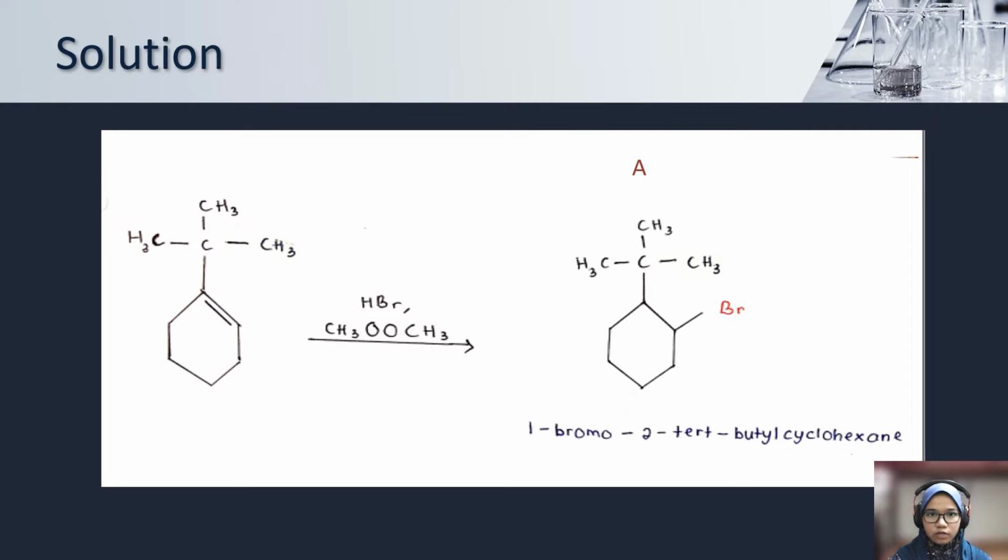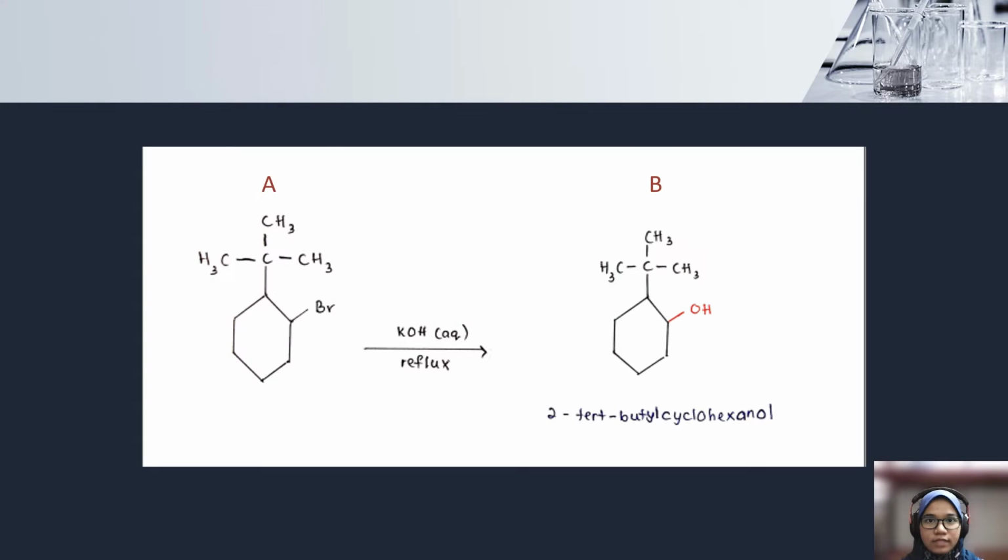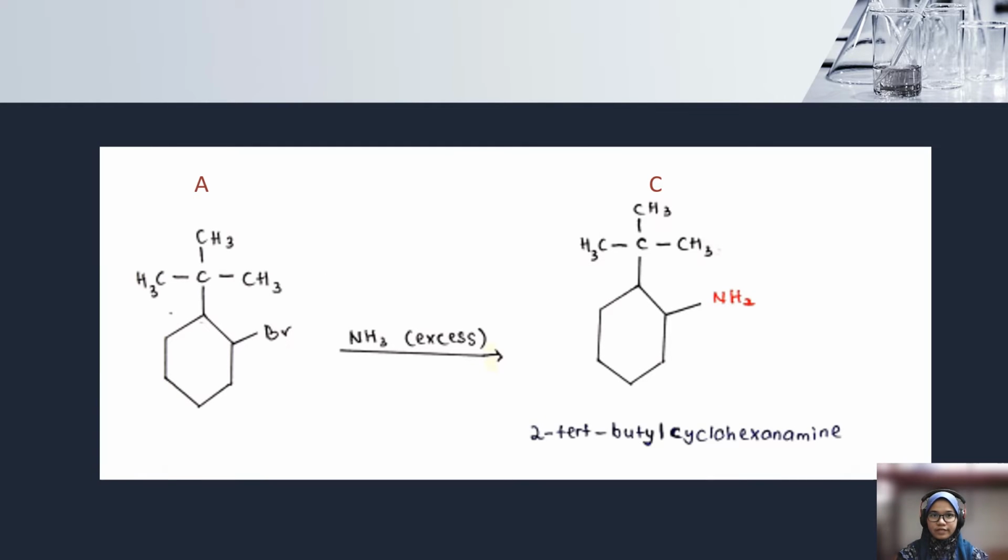It undergoes hydrohalogenation with hydrogen bromide, producing A, which is 1-bromo-2-tert-butyl cyclohexane, following Markovnikov's rule. Then, 1-bromo-2-tert-butyl cyclohexane undergoes hydrolysis with aqueous potassium hydroxide under reflux to form B, which is 2-tert-butyl cyclohexanol. For the next chemical reaction, 1-bromo-2-tert-butyl cyclohexane reacts with excess ammonia to form a secondary amine, which is 2-tert-butyl cyclohexanamine.